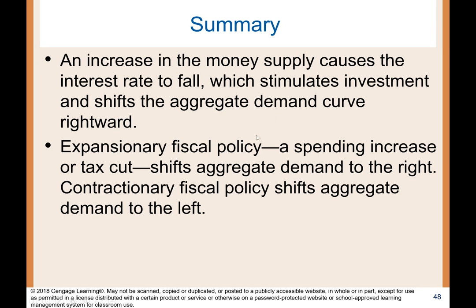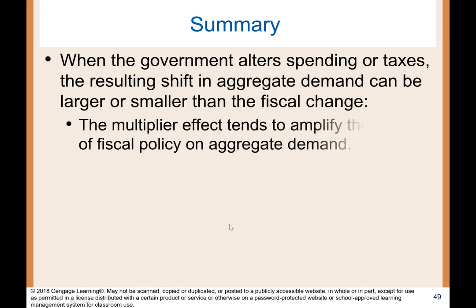An increase in the money supply causes the interest rate to fall, which stimulates investment and shifts the aggregate demand curve to the right. Expansionary fiscal policy, a spending increase or tax cut, shifts aggregate demand to the right. Contractionary fiscal policy shifts aggregate demand to the left.